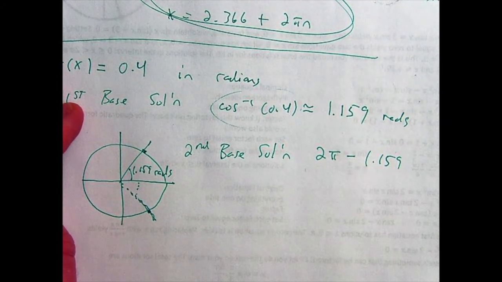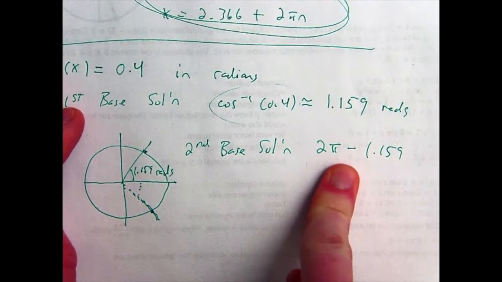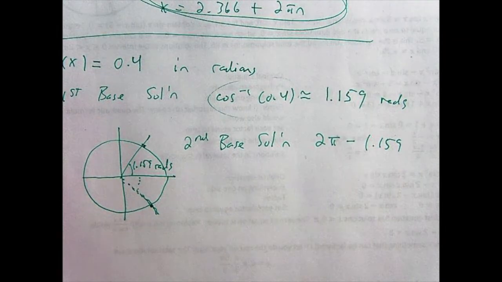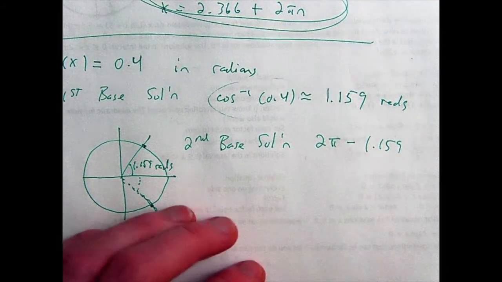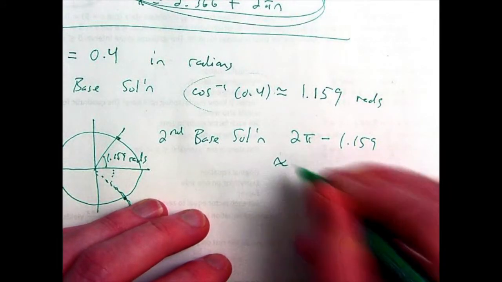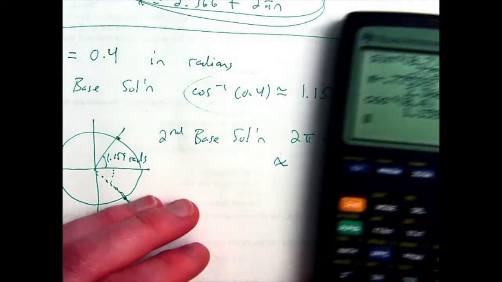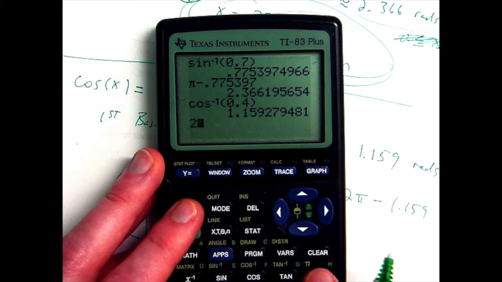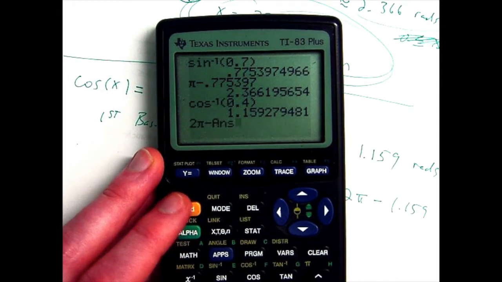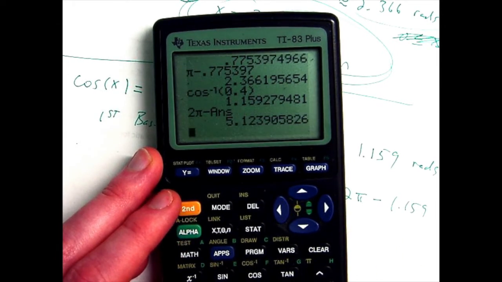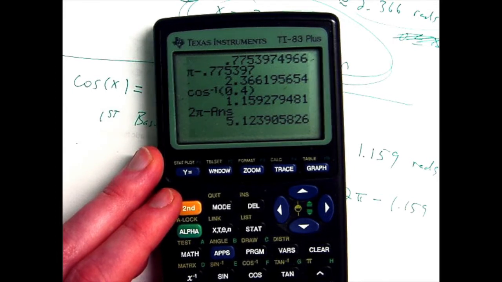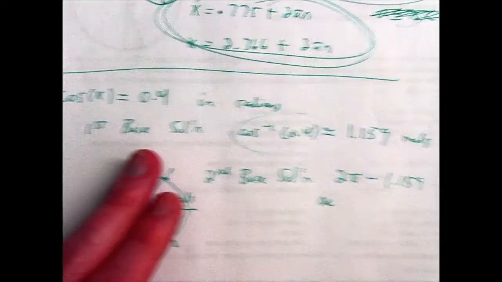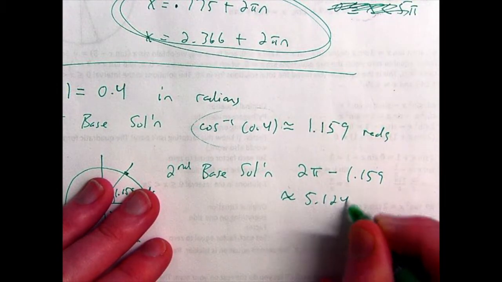I don't recommend that you try to memorize this. I guess you can, but you should just be able to think your way through it. Like, what am I doing? What do I need? Why is it working? And then there's no memorization needed. So anyway, we should compute this 2 pi minus that 1.159. So 2 pi minus my previous line, 5.123. Okay, let's round that to the nearest third decimal place. So that's 5.124. Okay, so 5.124 radians.